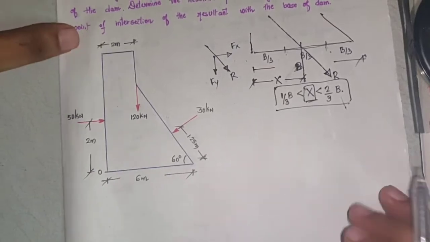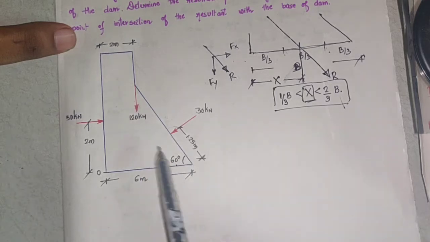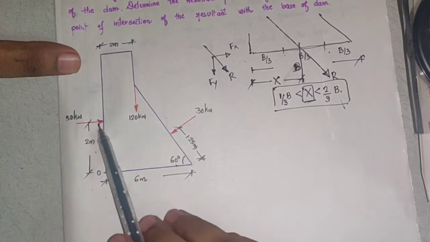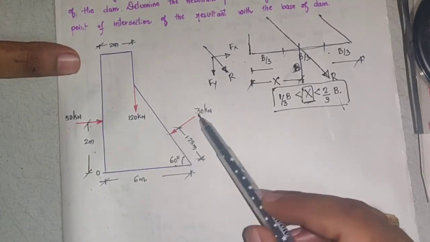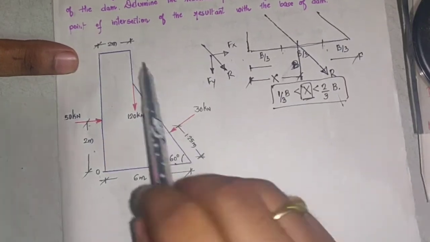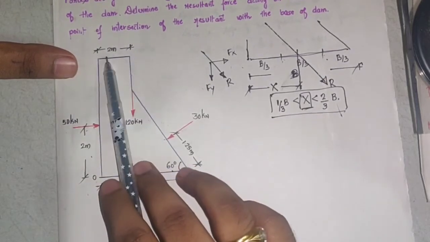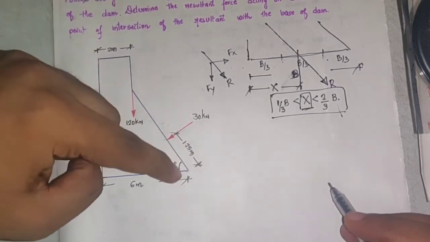We'll continue. If you see the dam here, the base width is 6 meters. The inclination given here is 60 degrees. One force of 50 kilonewton is acting at a distance of 2 meters from the base. One force is inclined, perpendicular to this line, and the distance is 1.25 meters, and the top width is 2 meters. This top part is called the top width, and this is called the bottom width.